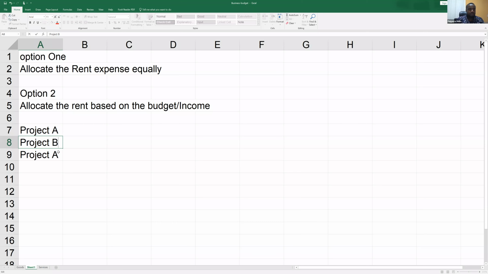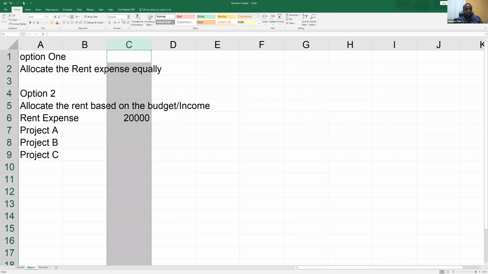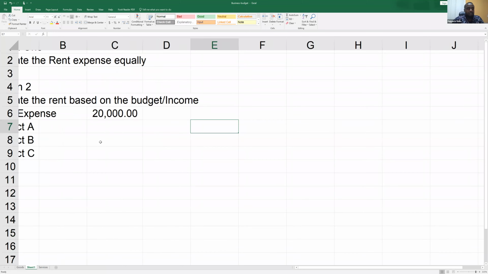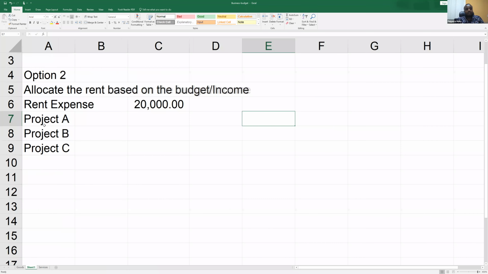Project B and project C. So the rent expense is 20,000. The rent expense is 20,000.